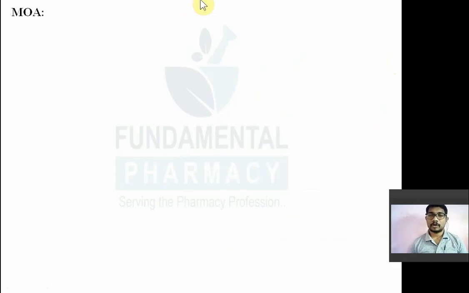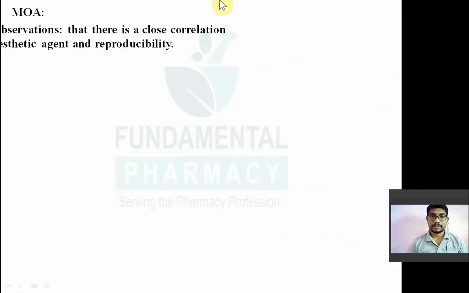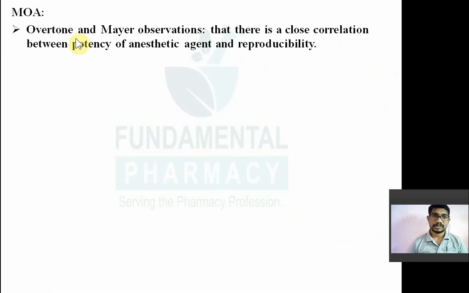Mechanism of action of general anesthetics. What is the mechanism of action? There were two scientists, Overton and Meyer, who made an observation regarding the mechanism of action of general anesthetics. There is a close relationship between the potency of an anesthetic agent and its lipid solubility. So the more lipid soluble the drug, the more the potency of the anesthetic agent.